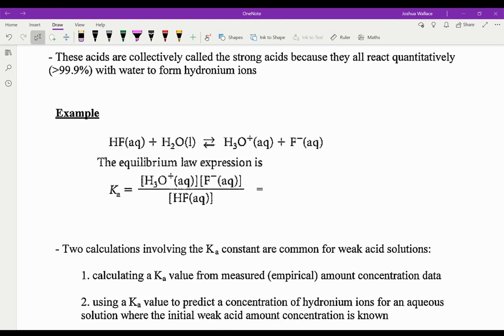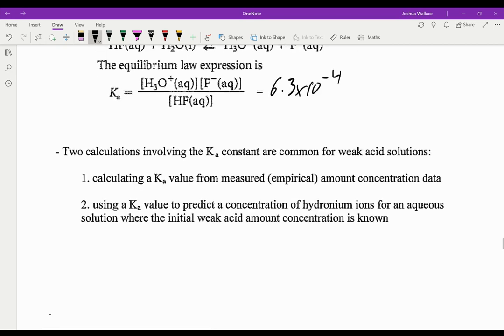All right, we're going to look at one example here in which we have hydrofluoric acid reacting with water to produce H3O+ and F-. The equilibrium law expression is Ka equals [H3O+] times [F-] over [HF]. And we get a Ka, which you can find in your data book, of 6.3 times 10 to the negative 4.